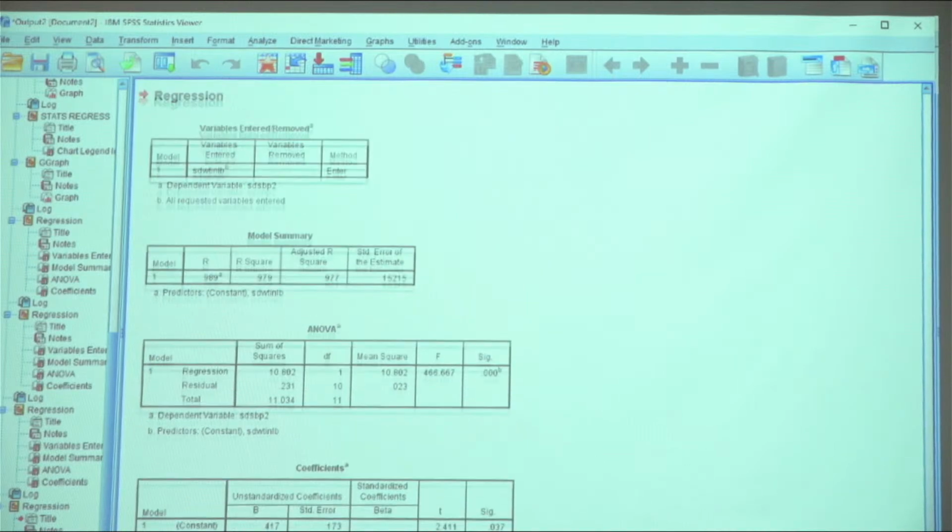See now, when I did it in standard deviation units, our unstandardized coefficient has become 0.990, right? Actually, there is some rounding error here, otherwise it will also be 0.989. So if you use standardized variables, then you will get the same unstandardized and standardized coefficient.